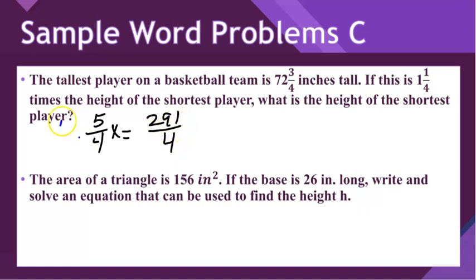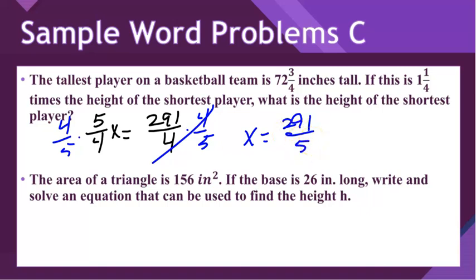Now to get x by itself, I'm going to multiply it by 4 over 5. 4 is divided out, so I'm left with x equaling 291 over 5, which would be 58.2, and that would be our height of the shortest person.